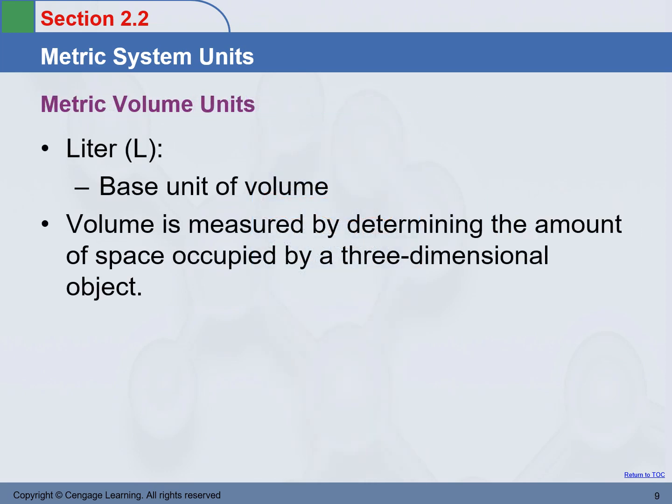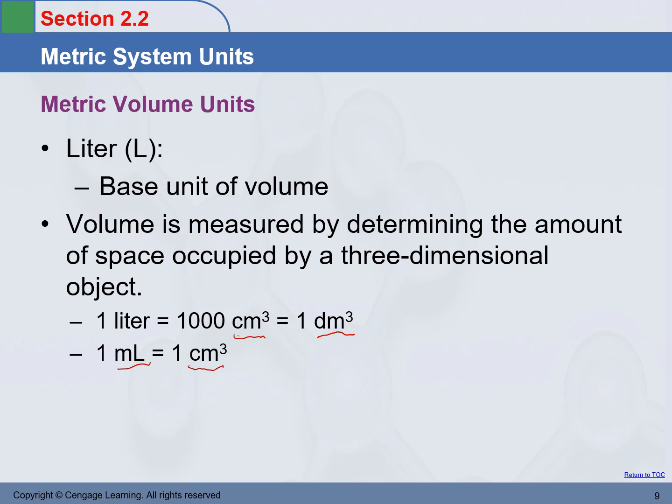The base unit for volume is liter, and volume is the space occupied by a sample. 1 liter is 1,000 cubic centimeters. 1,000 cubic centimeters is 1 cubic decimeter. 1 milliliter is the same as 1 cubic centimeter. Now we see two different kinds of units for volume. Okay, one is milliliter, one is centimeter cubed, and they are of the same size.